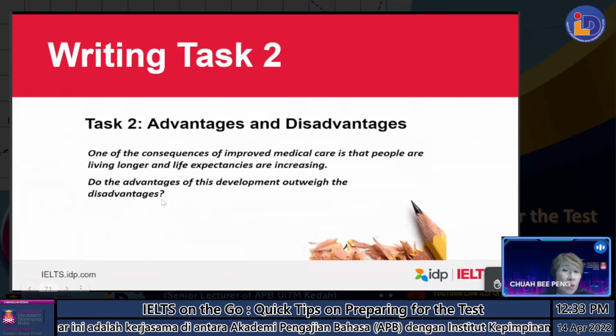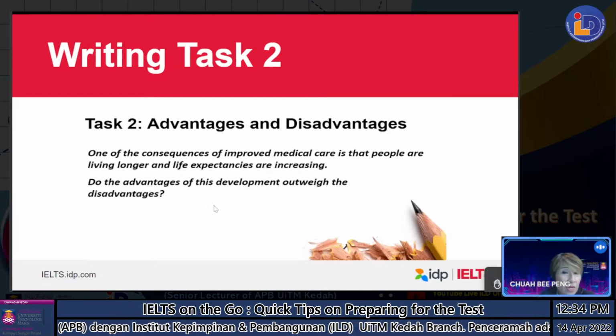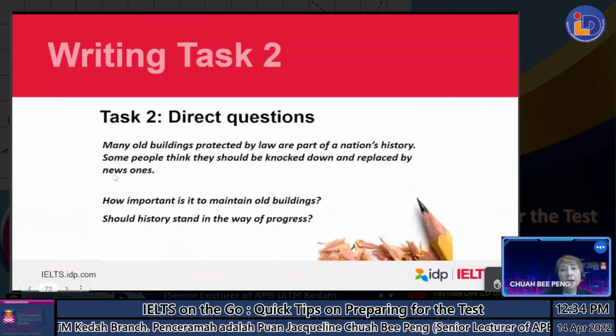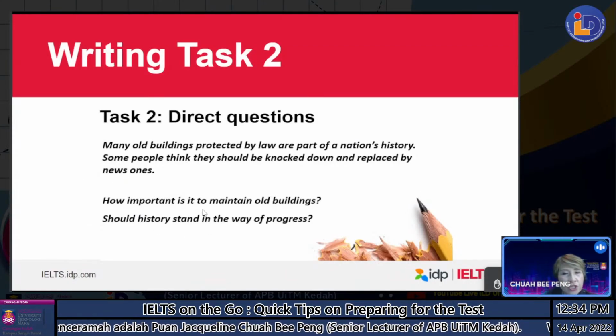So again, it's more like agree or disagree. You see? Be careful. And you have these very direct questions. This one is quite rare, but if you're lucky, you might get this.